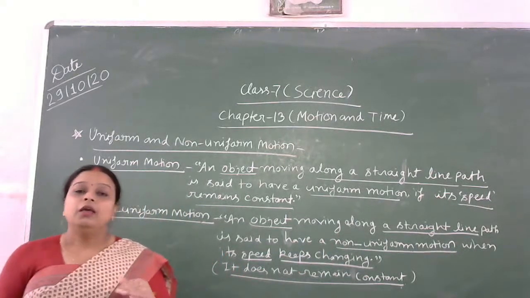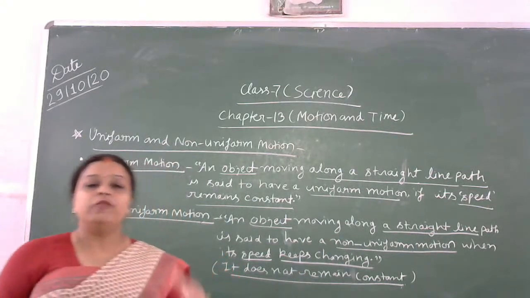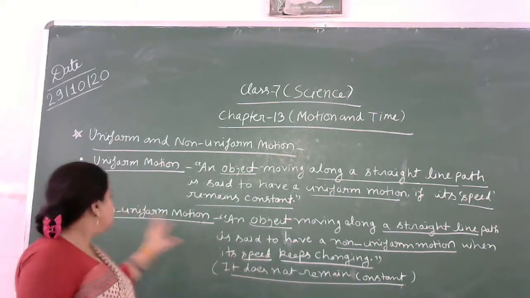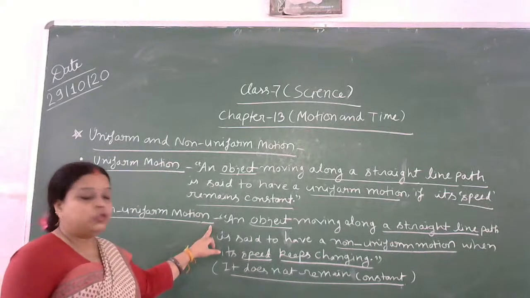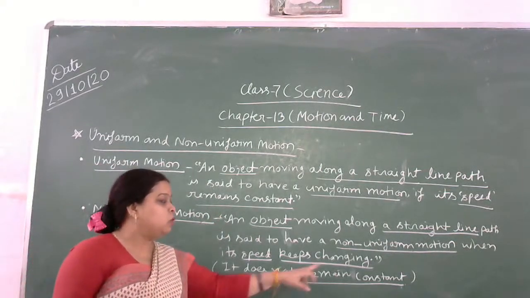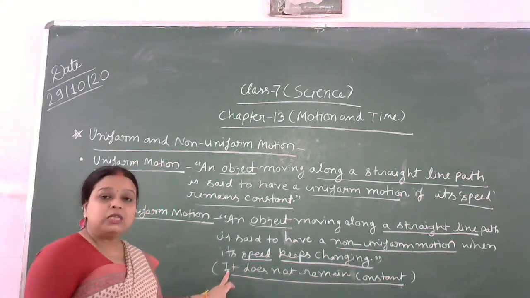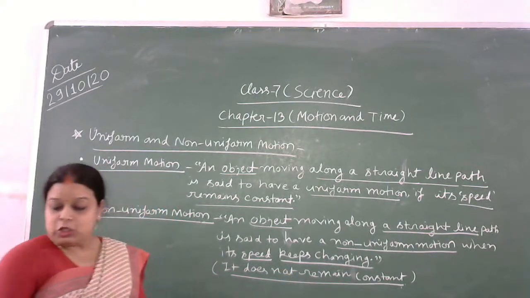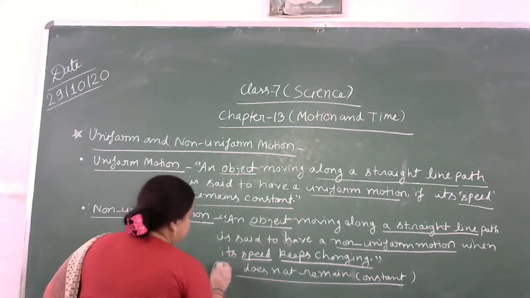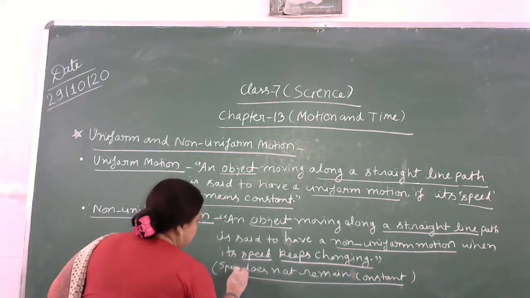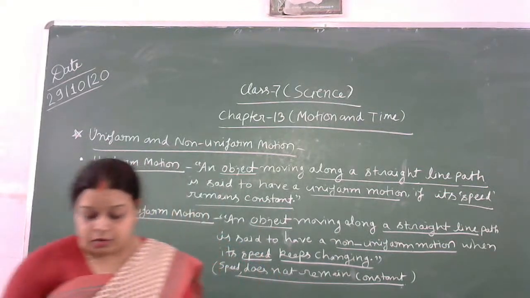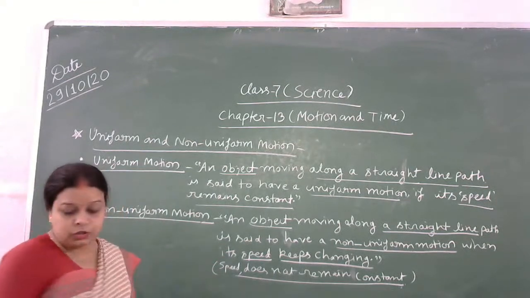Its speed keeps changing, sometimes slow and sometimes fast. Then we can say that this is non-uniform motion. In this condition, the speed does not remain constant. So this is non-uniform motion.